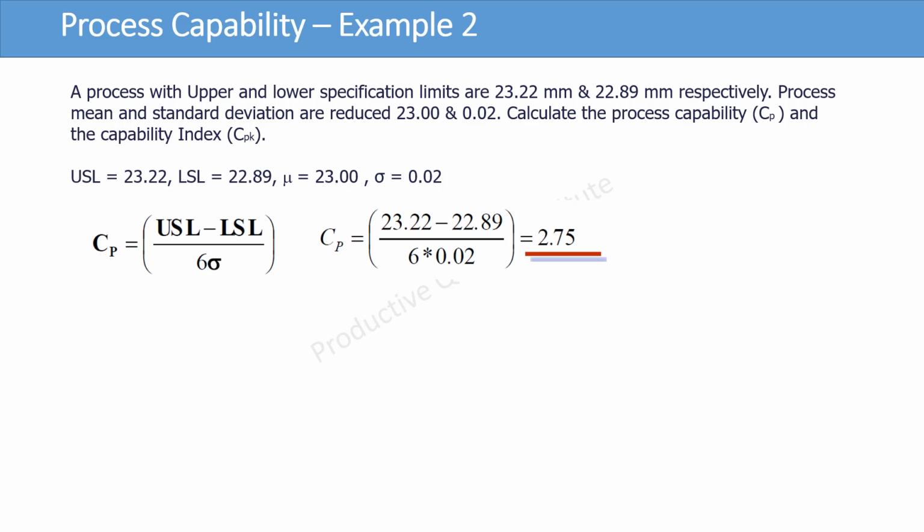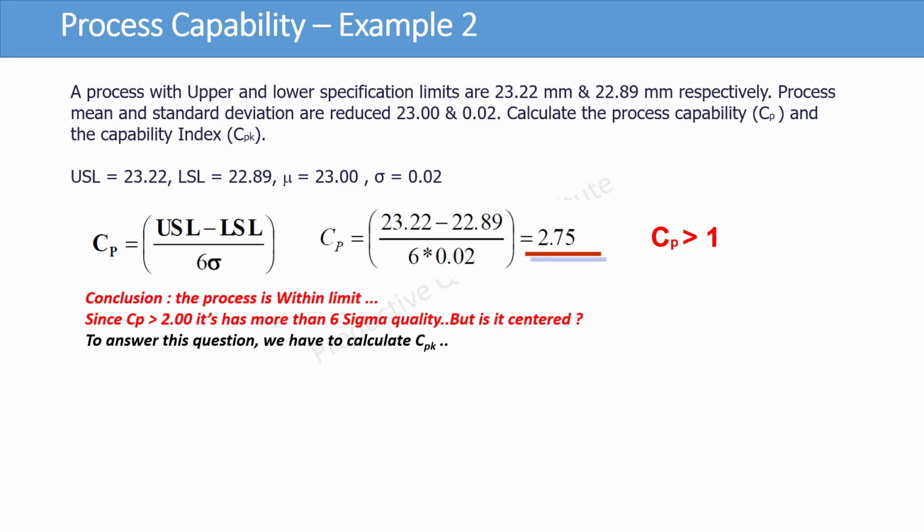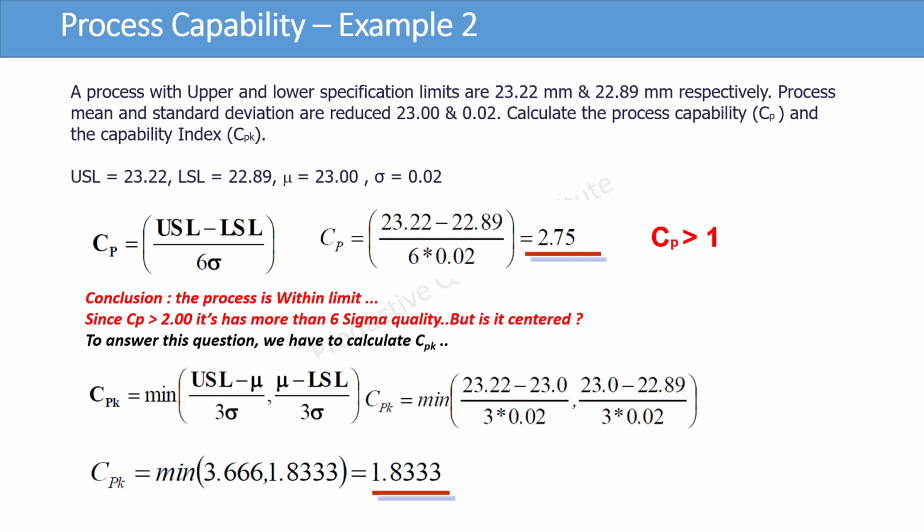By calculation, CP is equal to 2.75. Please note that CP is greater than 1. Conclusion: the process is within limit. Since CP is greater than 2, it is more than 6 sigma quality. But is it centered? To answer this question, we have to calculate CPK. By calculation, we found that CPK is equal to 1.83. CPK is not equal to CP, so the process is not centered.